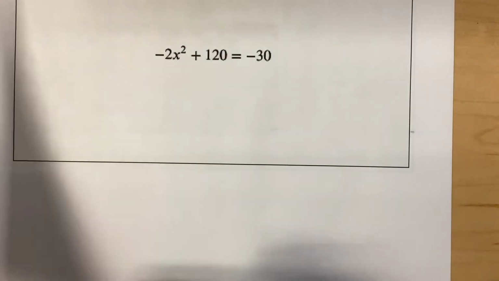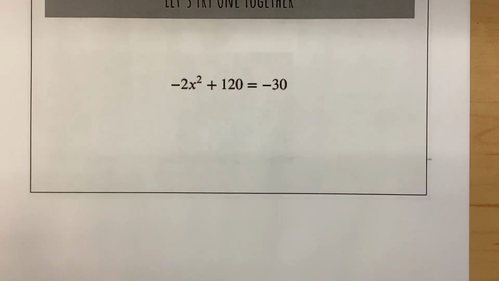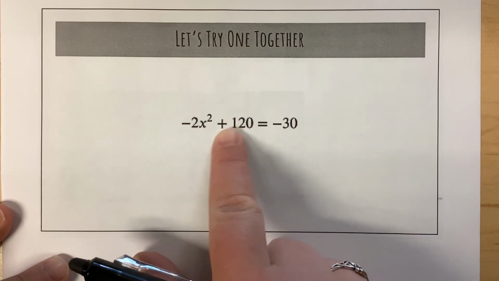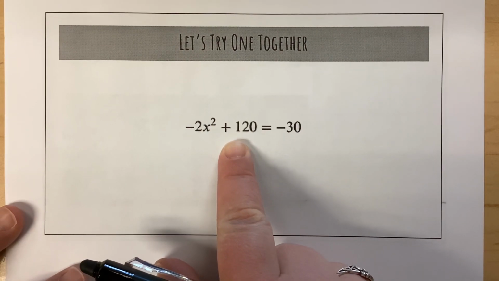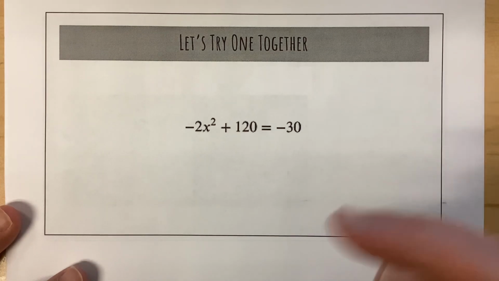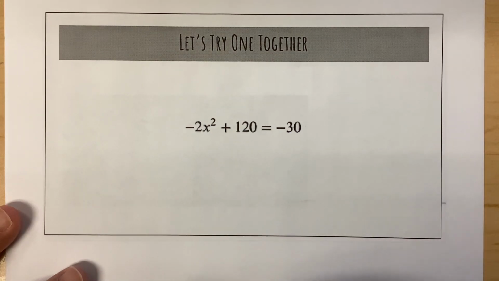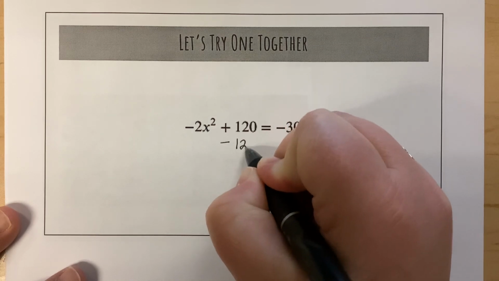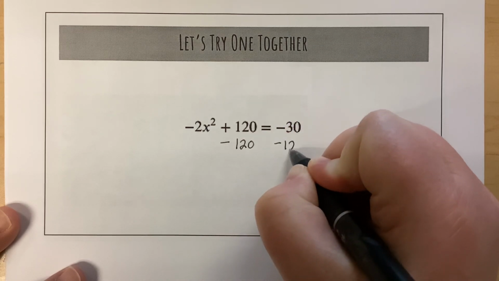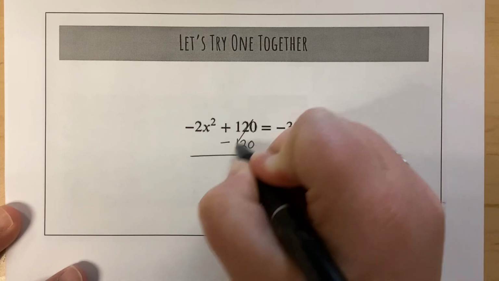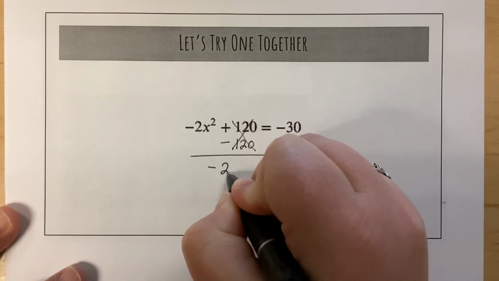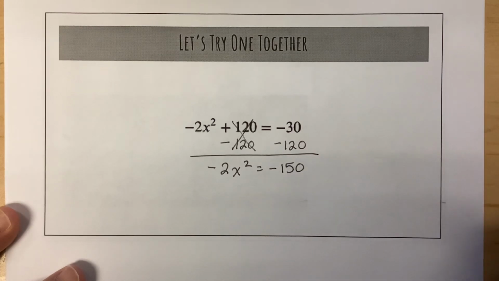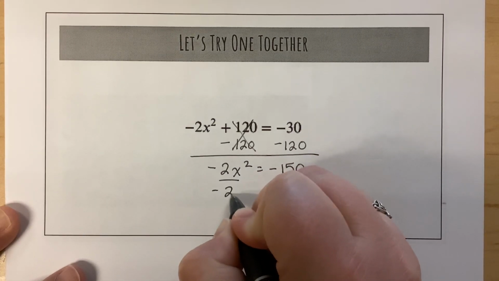Let's try another. This time we have a problem that has both a coefficient and a constant at the end. So we're going to have to get rid of both. So think about this as if it had been negative 2x squared plus 120 is negative 30. You attack the constant first. So the opposite operation is to subtract 120 from both sides. So now I have negative 2x squared equals negative 150. I'm going to divide both sides by negative 2.